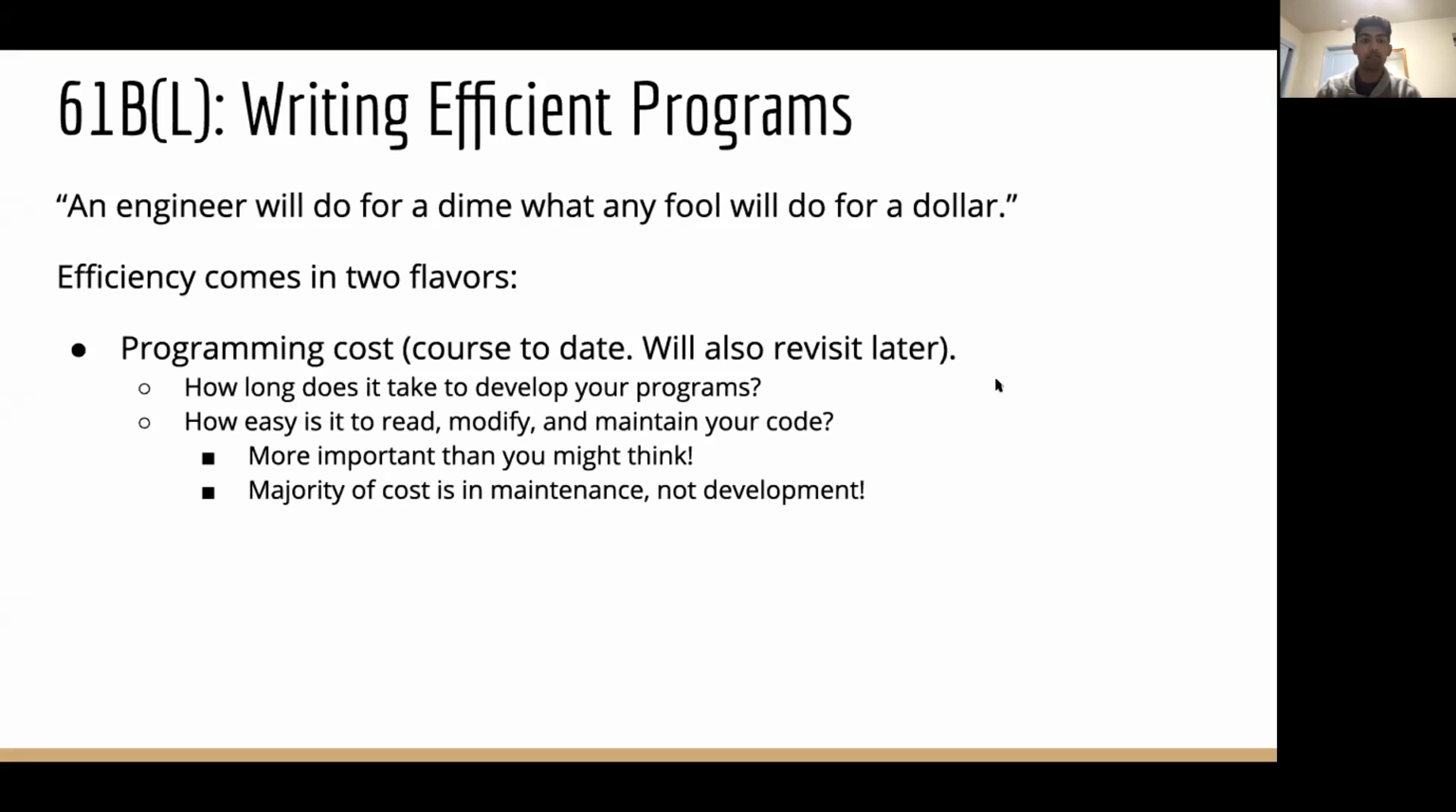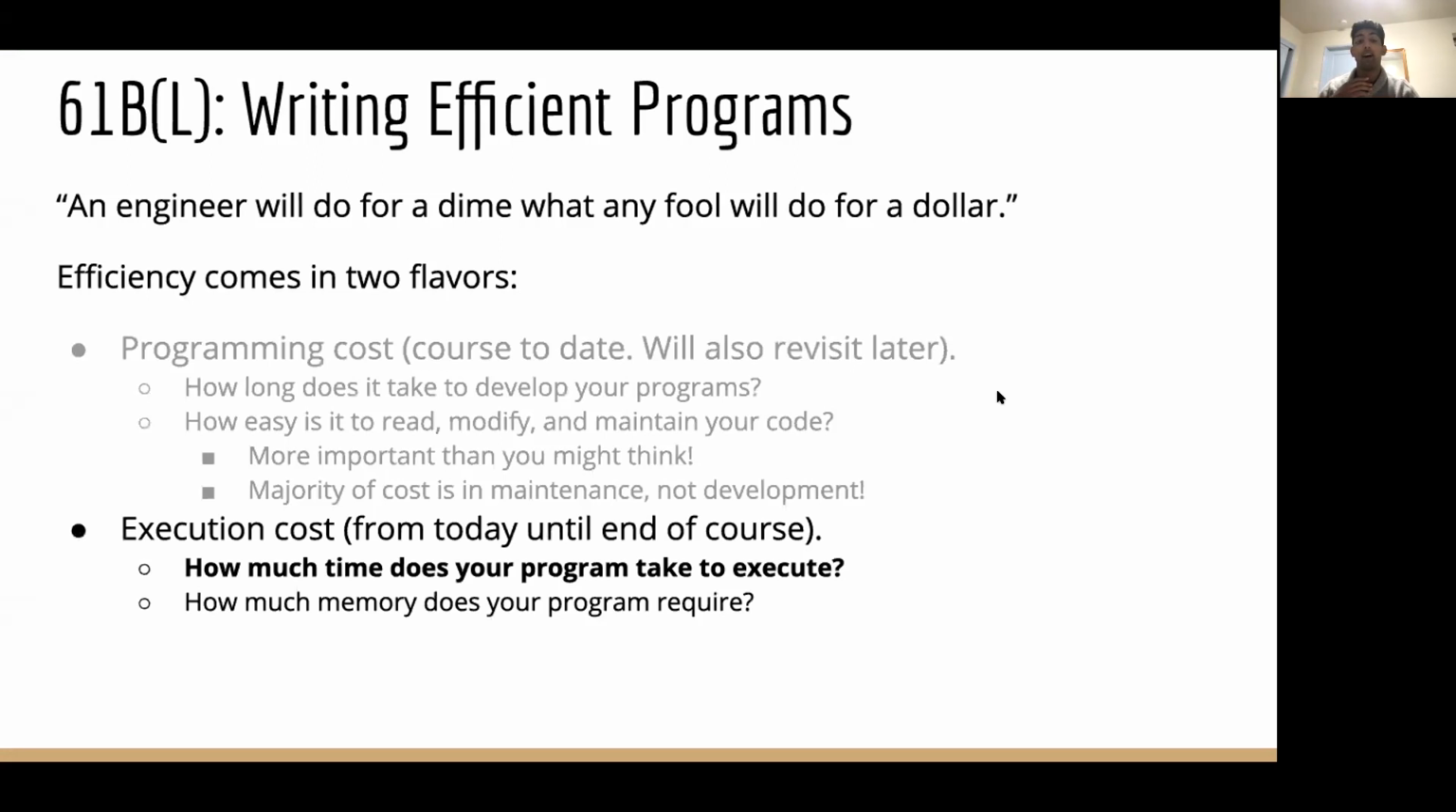Okay, so now we're going to talk about an aspect of efficiency called execution cost. So there's 2 kind of variants of this. One question is, how much time does your program take to execute? The other one is, how much memory does your program require? So today we'll be focusing on the first question. How much time does your program take to execute?